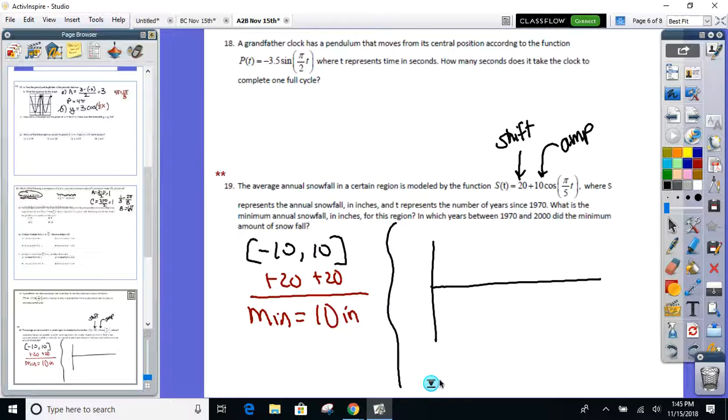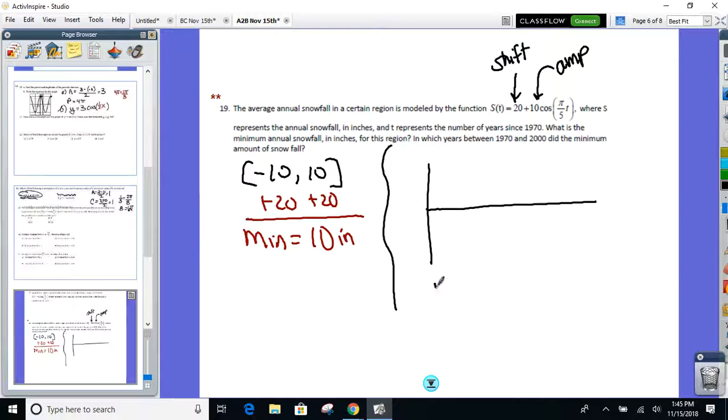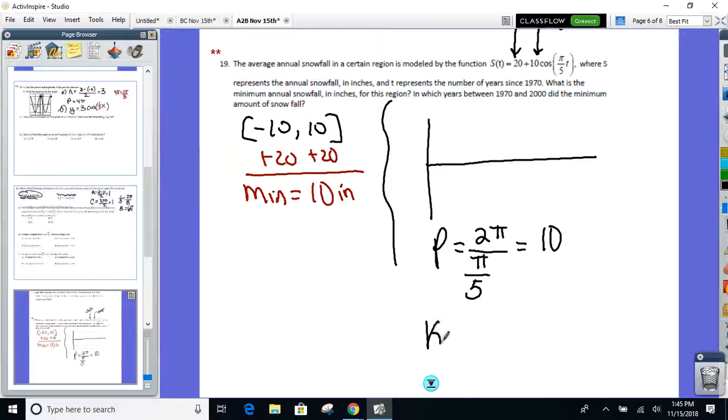Yep, which I need what first, though, to start that process? Period. Here we go. Period. 2 pi divided by pi over 5. Ten. Good. Now, I'm not going by tens. The key values will go by 10 divided by 4, every 2.5. Okay, ready? So 2.5.